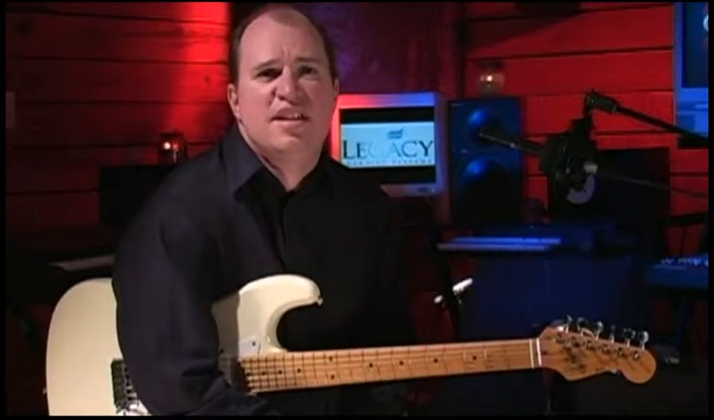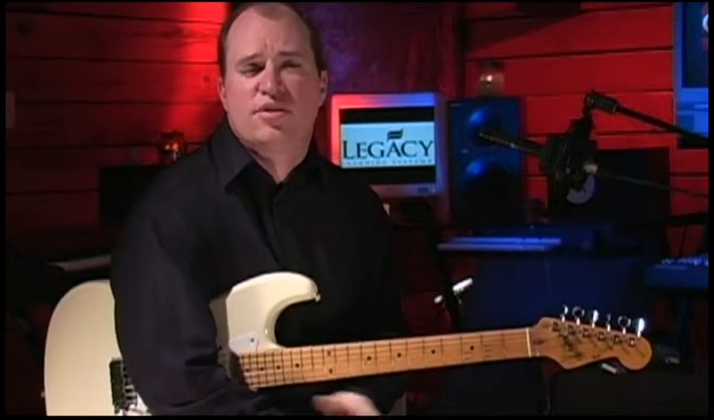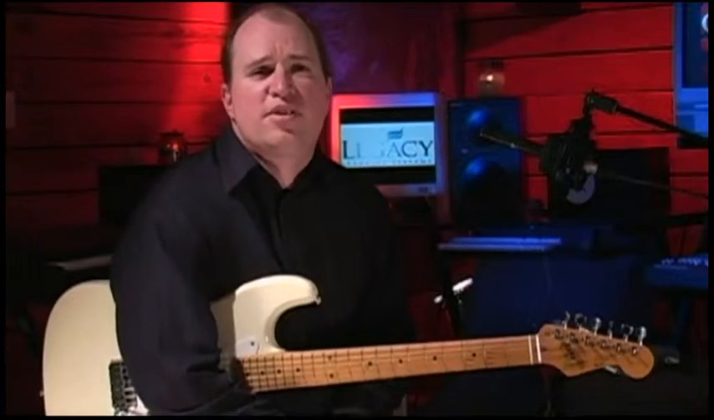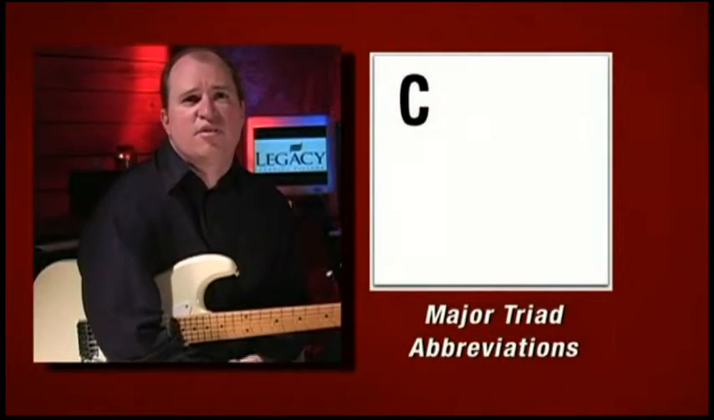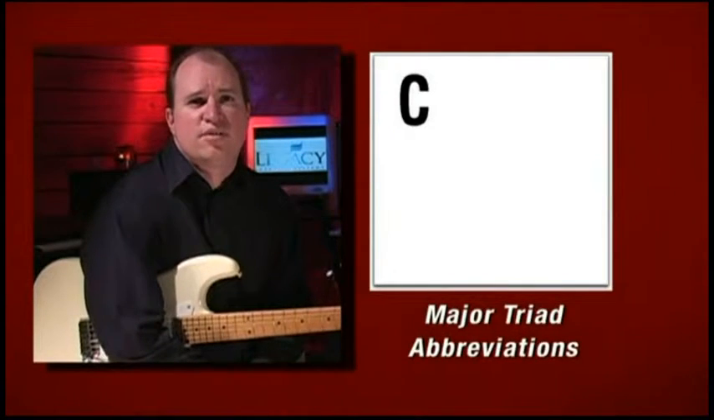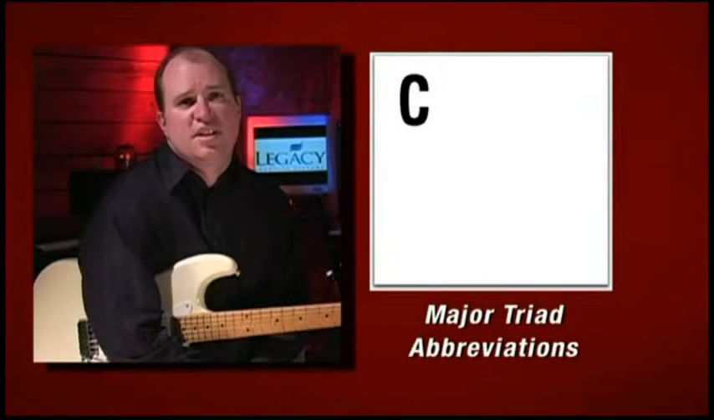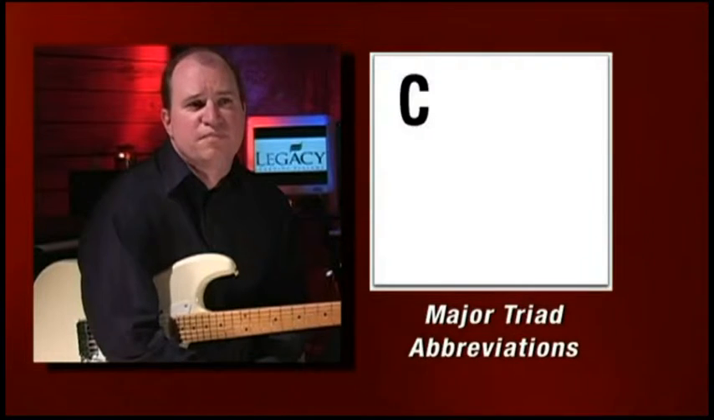Now remember, a C major triad has the notes C, E, and G in it. With a major triad, there's nothing by the chord. Let's talk about some abbreviations. If you don't see anything by a chord, you just see a C, an F, or a G, that's a major triad you're dealing with there. If it's a C, it'd be C, E, G; F would be F, A, C.